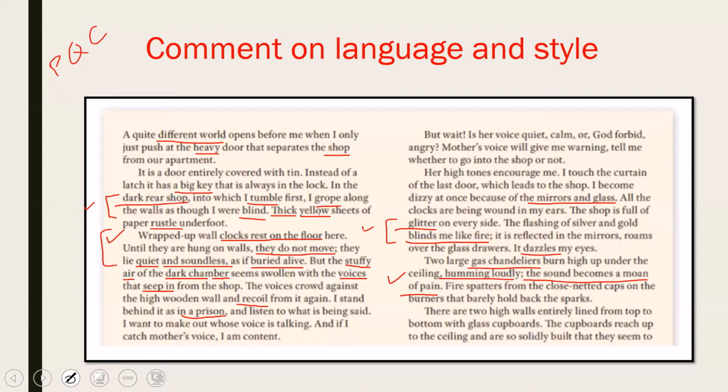Why is it gas chandeliers? Why not bulb chandeliers? Why gas chandeliers burning there? Because the writer is achieving some effect there. He's trying to achieve something there. That's why he's using these things for you. So gas chandeliers burn high under the ceiling, humming loudly. Even the gas chandeliers become a moan, meaning there's a moan of pain there.